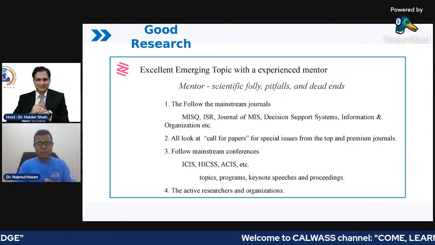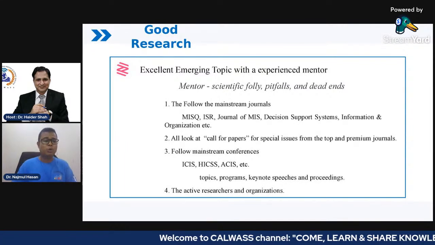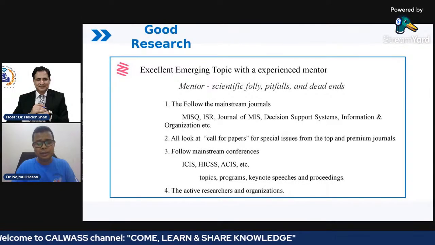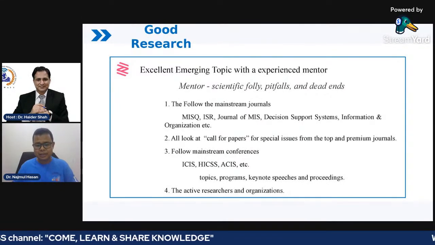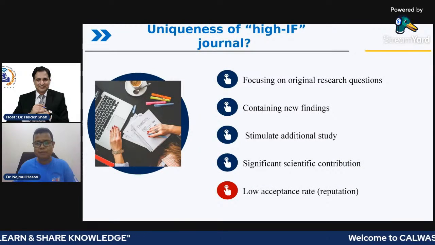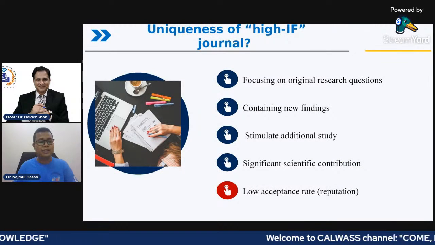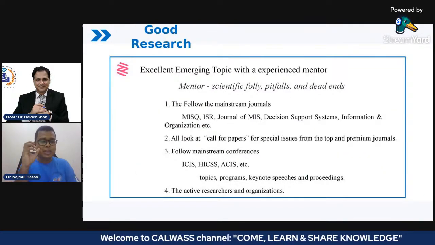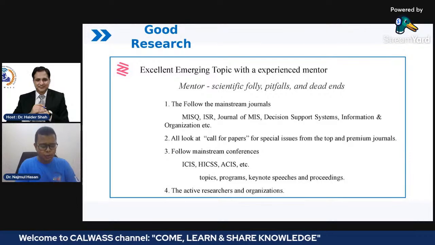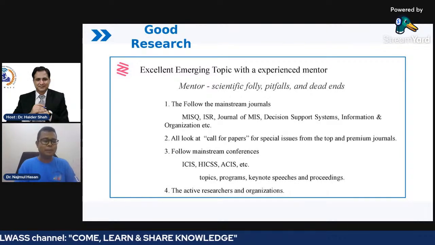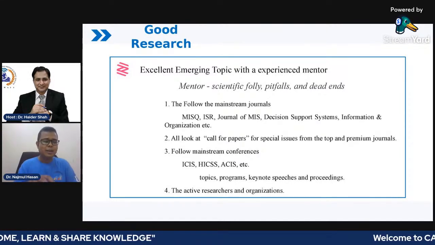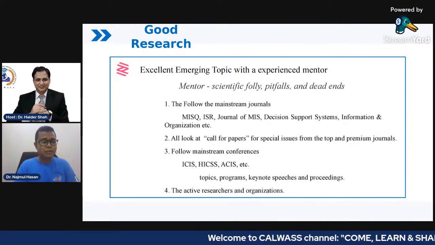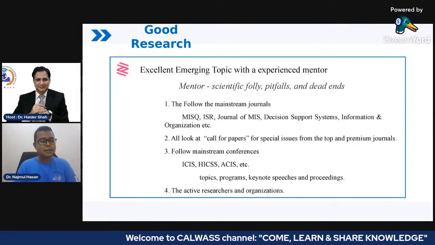But we are talking about how to publish in a good impact factor journal. If I go back to the previous slide, the first one is focusing on an original research question. So you need to identify some emerging topics. Where will you find the emerging topics, and how can you make a good research problem, how can you identify a good research problem or an excellent research gap?